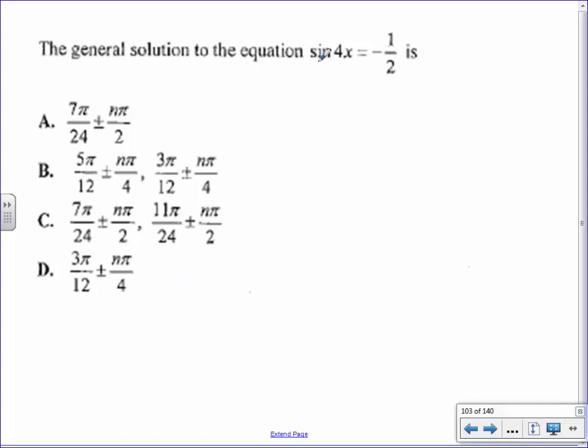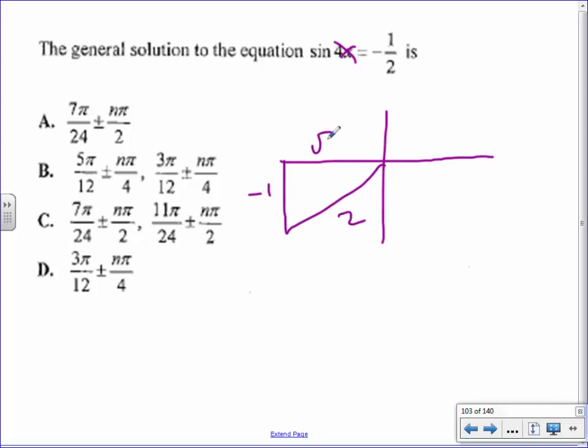Another possibility is ignore the 4x for a second here. Don't I know this 1 over 2, isn't that part of a triangle? Sine is negative 1/2 when it's in the opposite order. So this quadrant here could give you negative 1, 2, that'd be root 3. Or it could be in this quadrant here. So now I found two quadrants. Okay, what angle is this? That's the 1, that's the 2. This is the 30-degree angle, I believe.